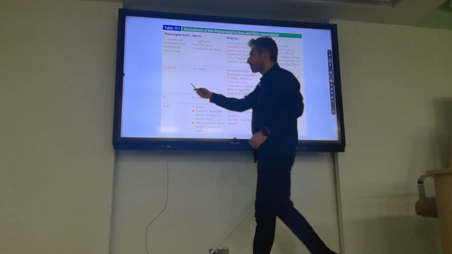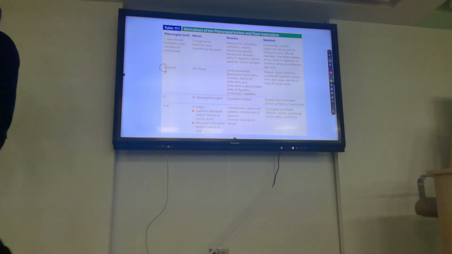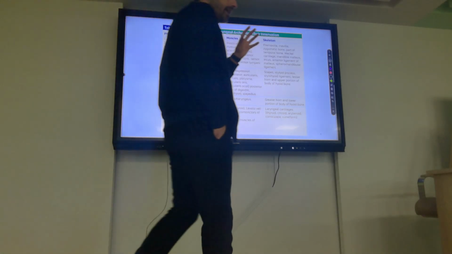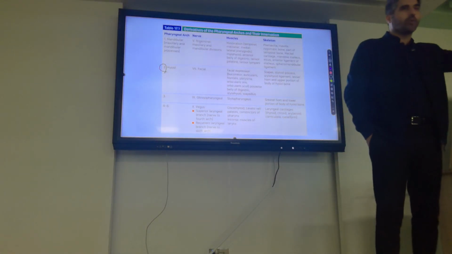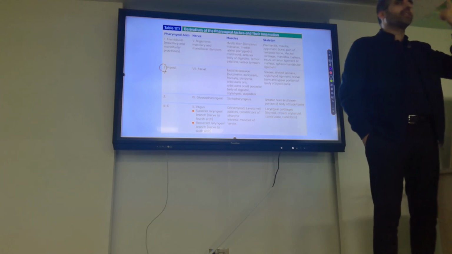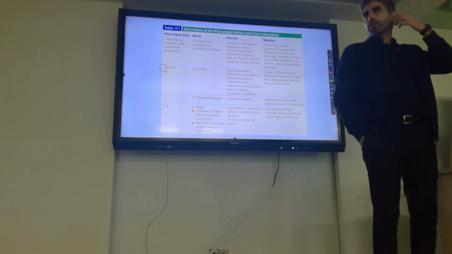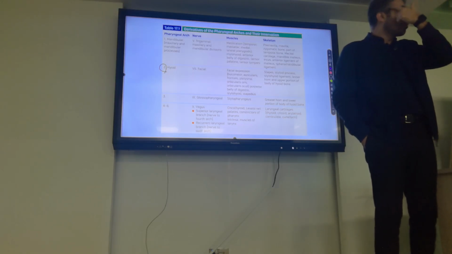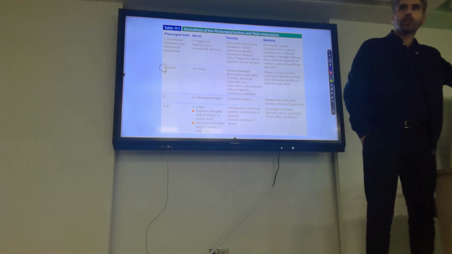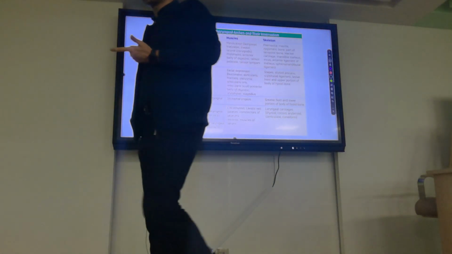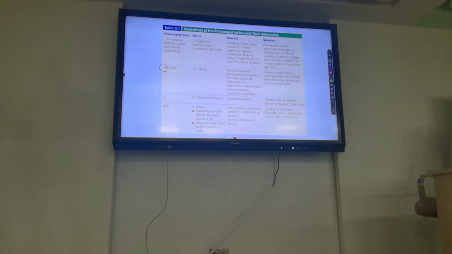Look at the second arch. Second arch has a name, we can say hyoid arch. What is the nerve? Facial nerve. Then you understand. Every muscle innervated by facial nerve is made by the second pharyngeal arch. So which muscles are innervated by facial nerve? So facial nerve finally comes to the face and innervates all of the facial muscles. So all of the facial muscles are made by the second arch. In the neck, facial nerve has branches for the posterior belly of digastric and stylohyoid. So these two are also made by the second arch.